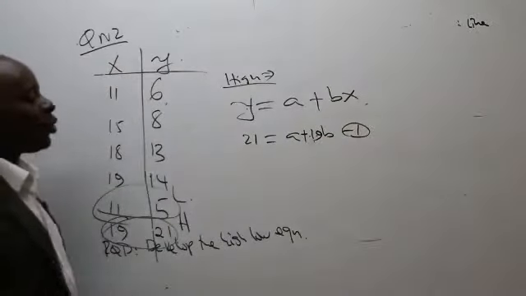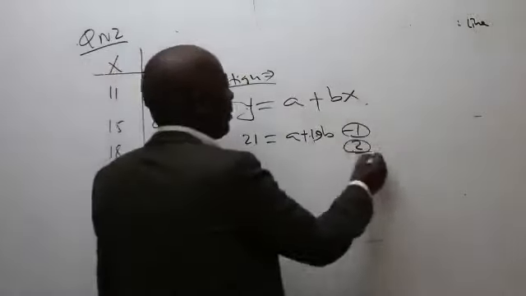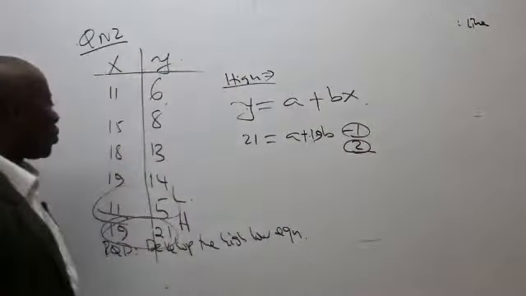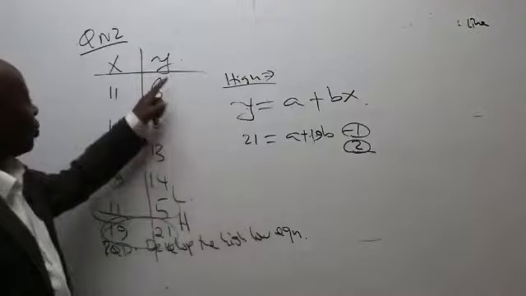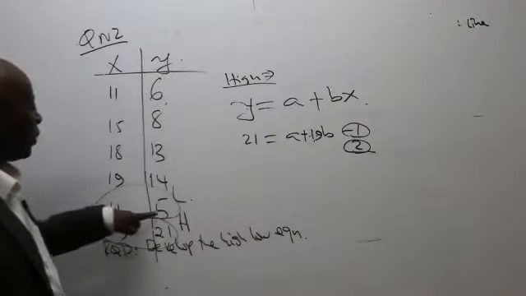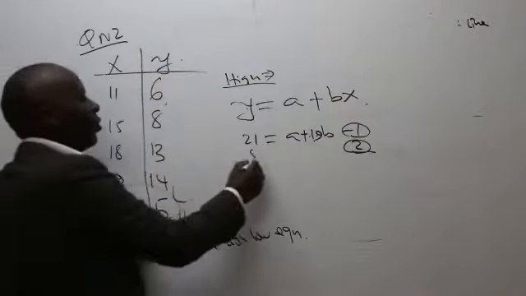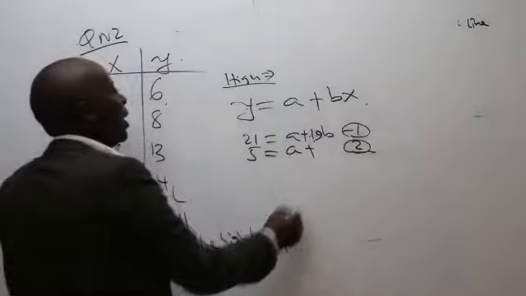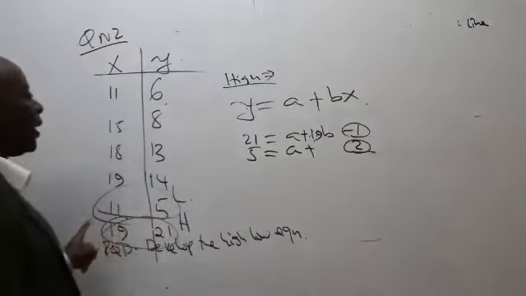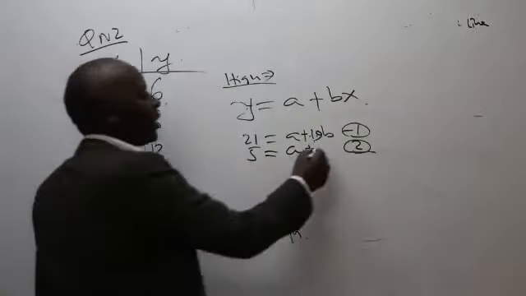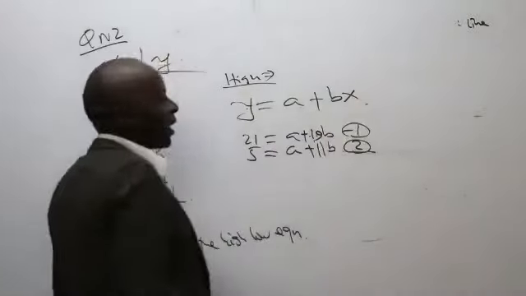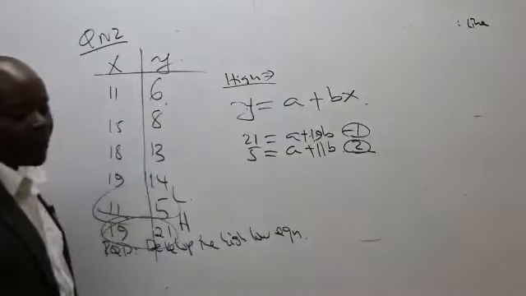Now from there we go to equation number 2. So equation number 2, what do we have? Equation number 2, y for the low now. For the low now, y is 5. Y is 5 equals a plus bx, and x is 11. So that means it is 11 what here? 11b, like that. Thank you very much, Alice.